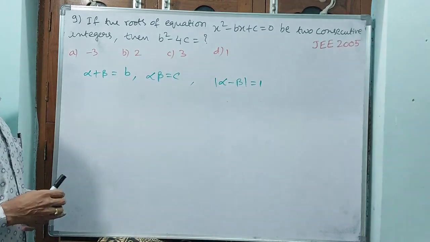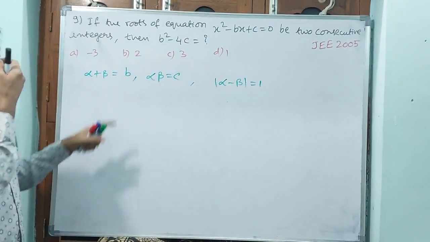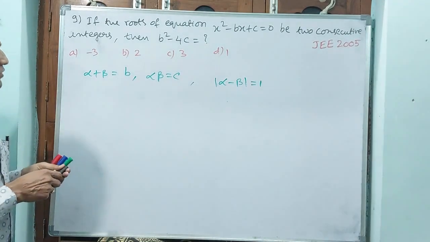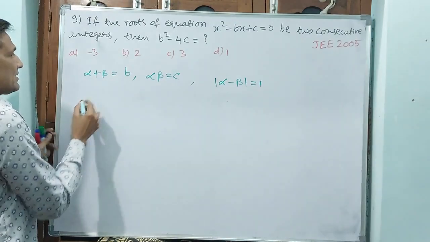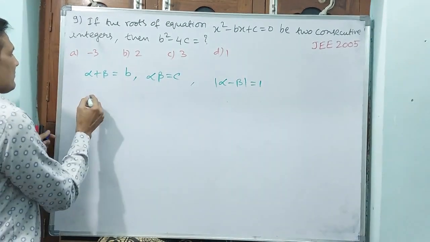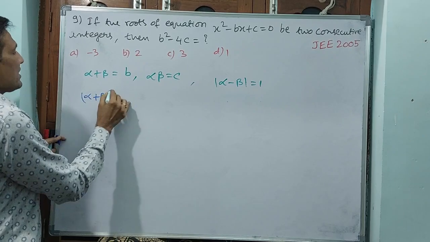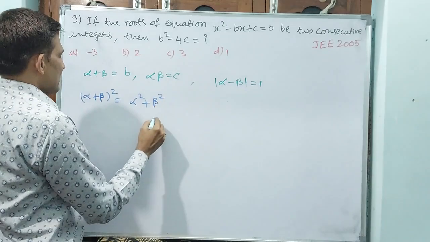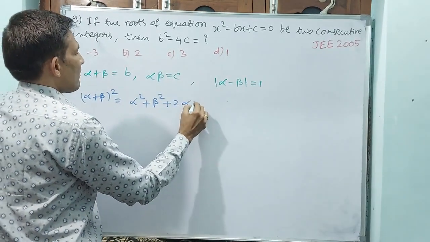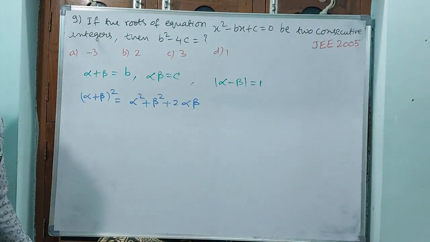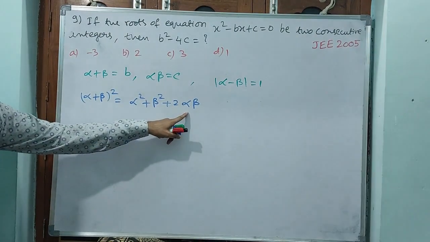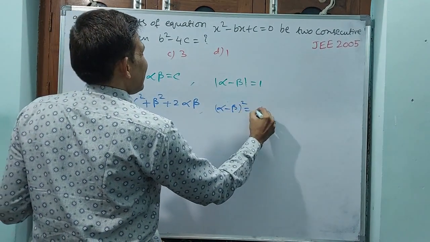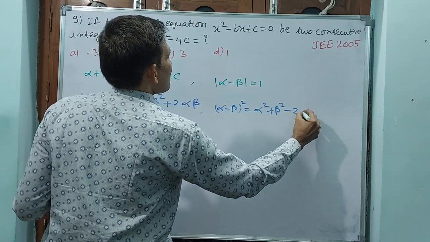Now see what they are asking. B square minus 4c they are asking. B square minus 4c means, you see, B is this one, and 4c means 4 times alpha beta. See what I am doing now. Alpha plus beta whole square is equal to alpha square plus beta square plus 2 alpha beta. And alpha minus beta whole square is alpha square plus beta square minus 2 alpha beta.